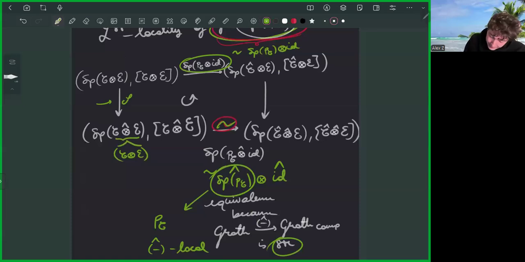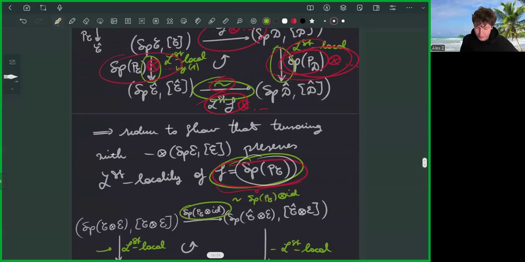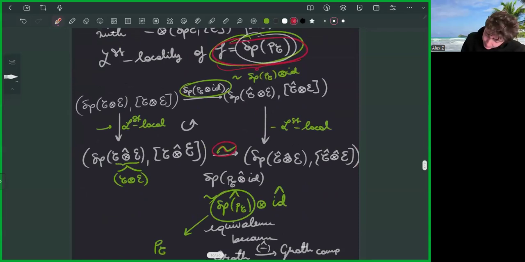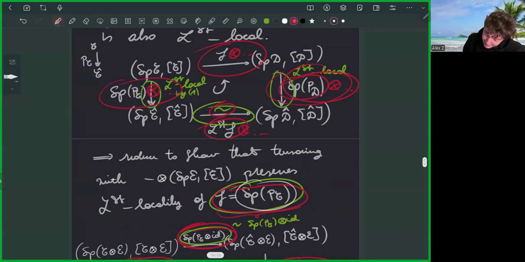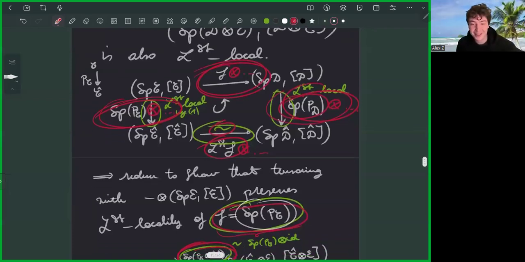But now this thing here is LST local, because it's again the units of the adjunctions. And so this proves the claim, right? Because we have LST local, and an equivalence. Because this thing is LST local, this thing here will also be LST local after tensoring, so it holds for every f. Okay, sorry, this was too many colors.